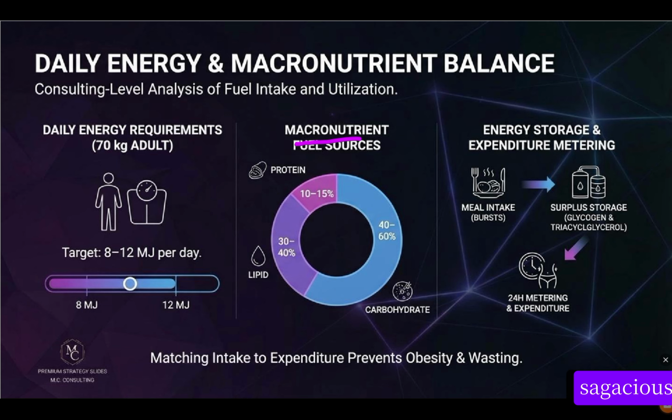When you eat more than required, it causes so many damages. So the energy storage expenditure, the meal intake, which is also known as the surplus storage, examples of the way our body stores glucose being glycogen and triglycerols, must equal the energy expenditure in every 24 hours. So matching intake to expenditure prevents obesity and wasting.